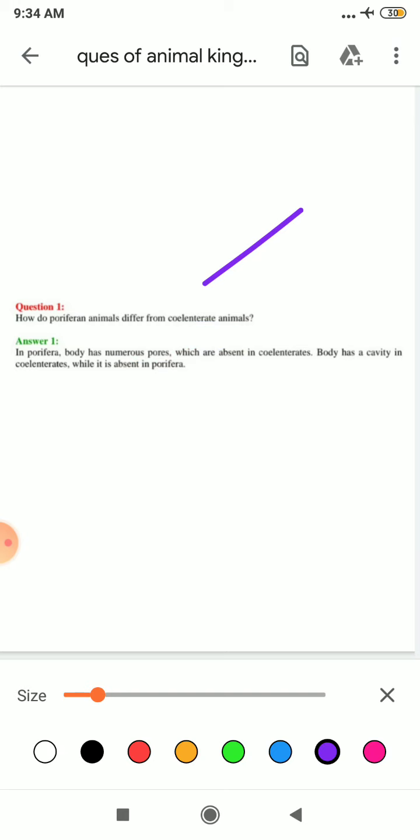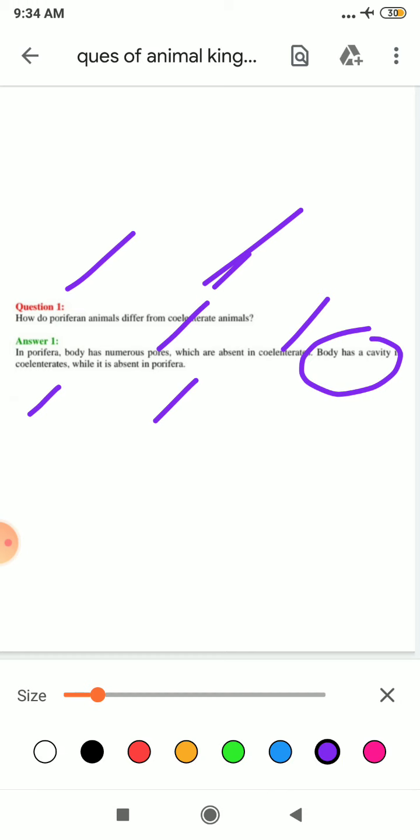Okay, I have told you that Porifera are the group of animals which have a very simple structure. Now you have to differentiate between the two. I have already told you that in Porifera, those animals have pores, whereas pores are absent in Cnidaria. Whereas if I talk about body cavity, it is present in Cnidaria, whereas it is absent in Porifera. So I hope that you came to know the difference between the animals of the Porifera and Cnidaria groups.